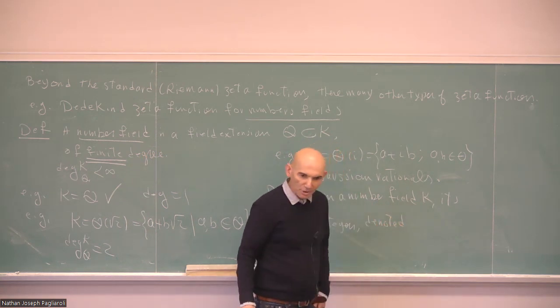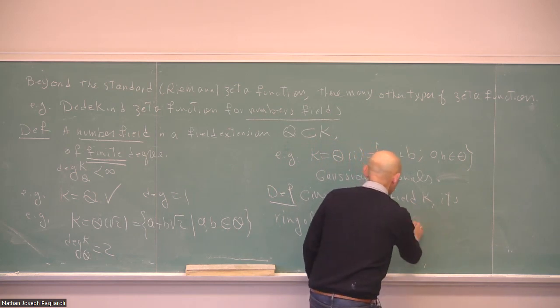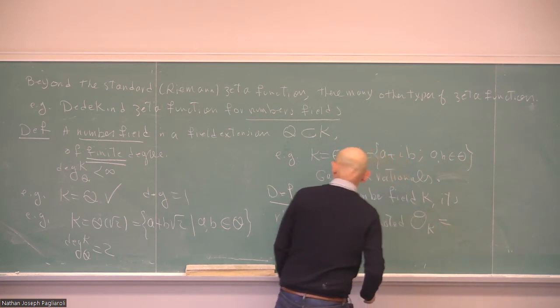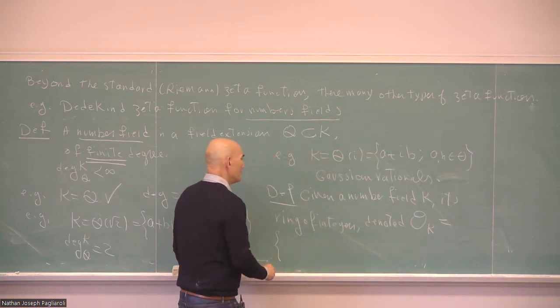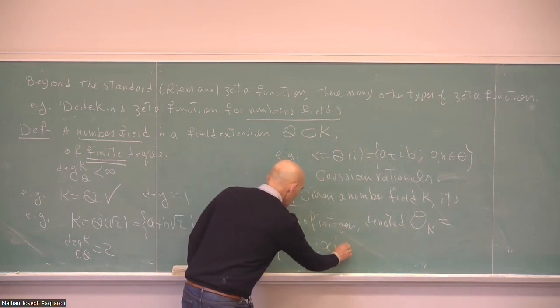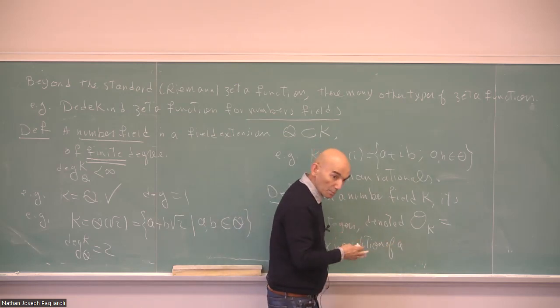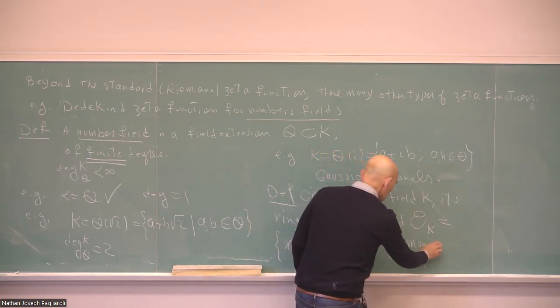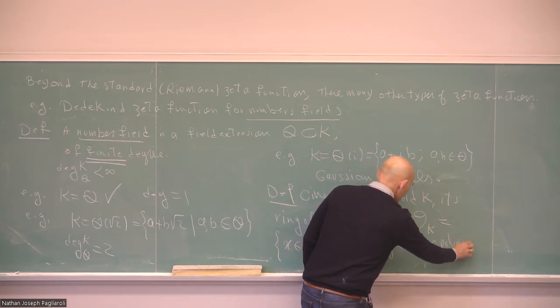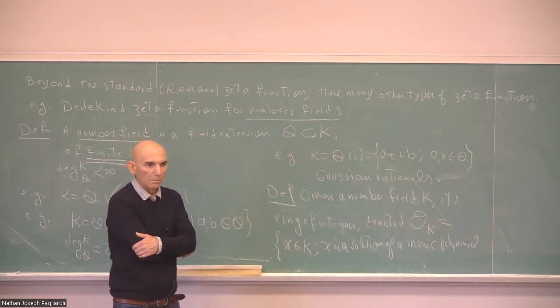Okay, so given a number field K, its ring of integers is denoted O sub K, right? And then the sheaf is relevant there, but let's not get into that. O_K is by definition equal to the set of all x belonging to K such that x is a solution of a monic polynomial with coefficients in Z or in K?